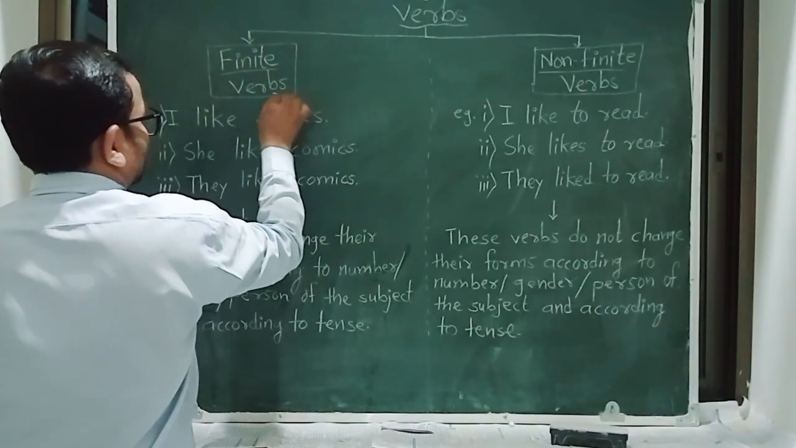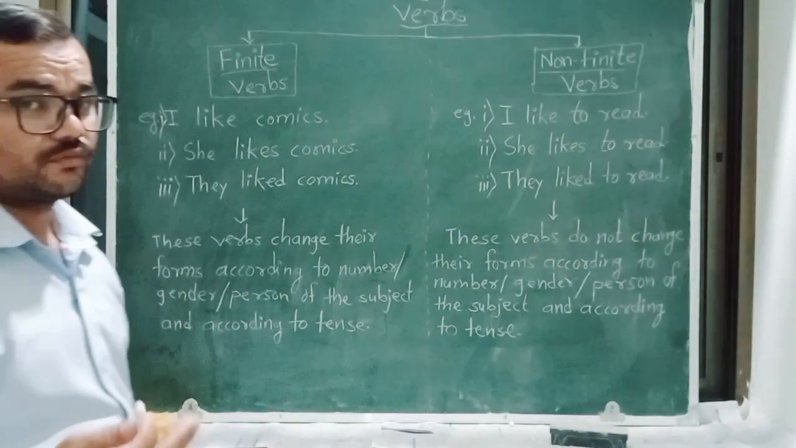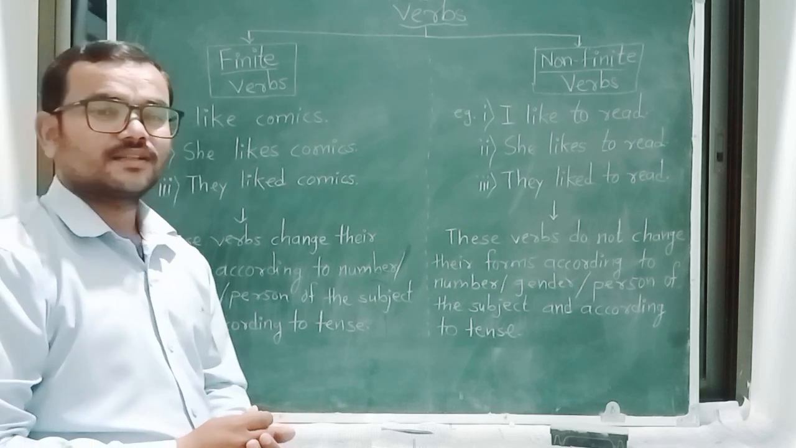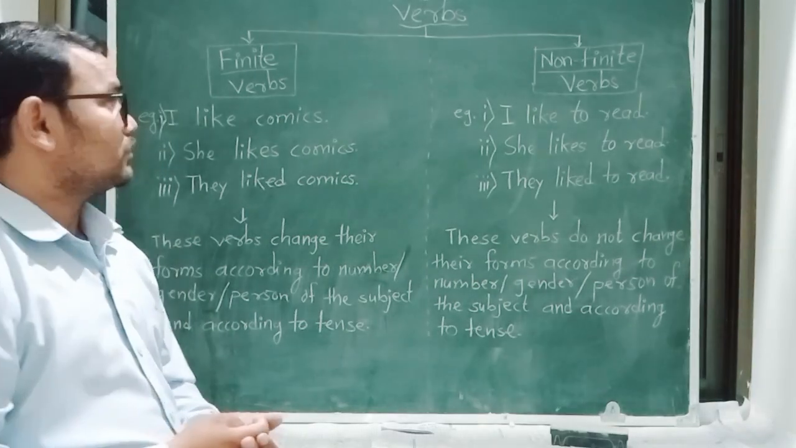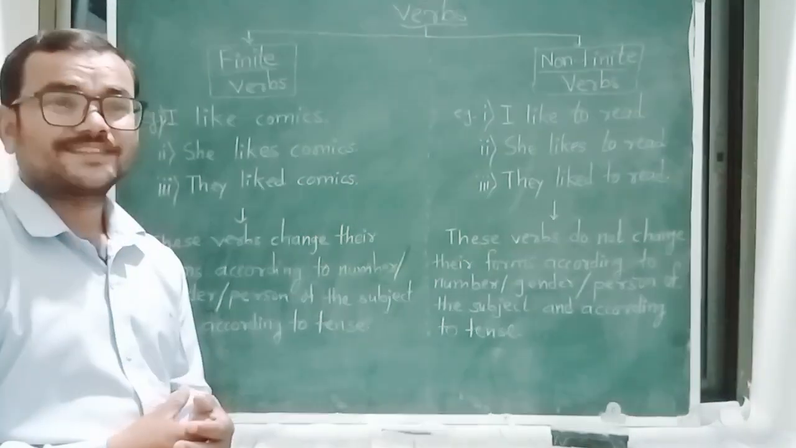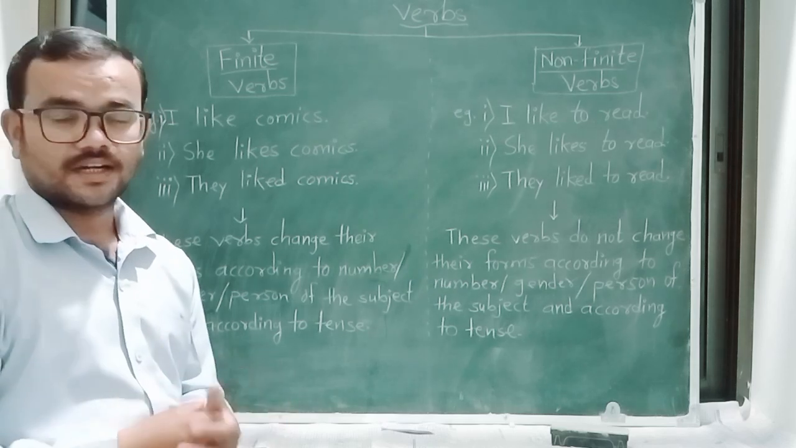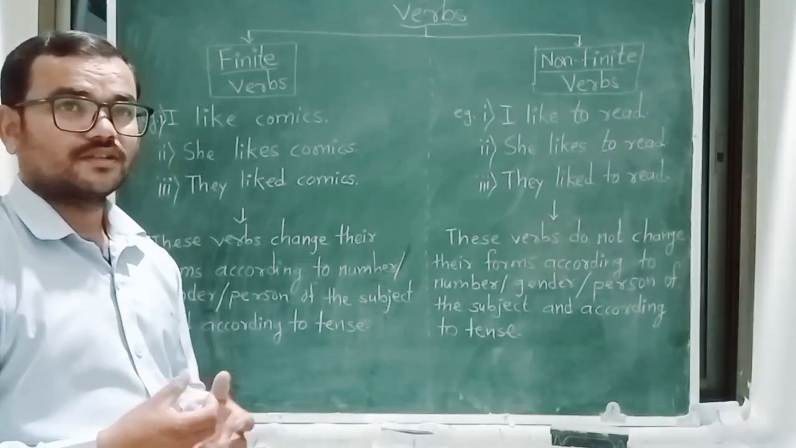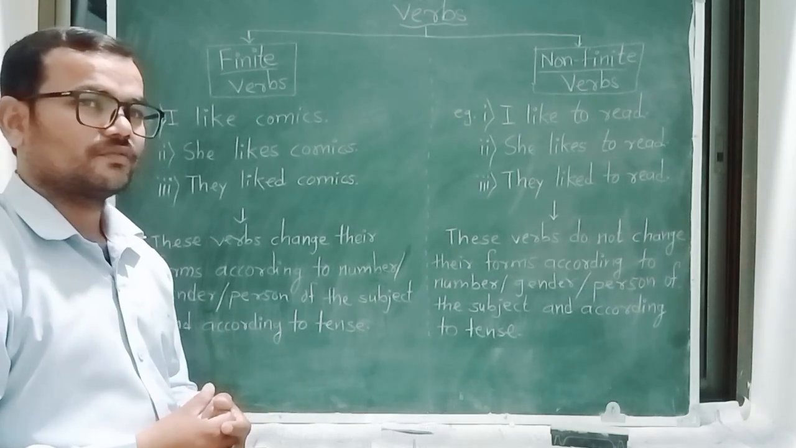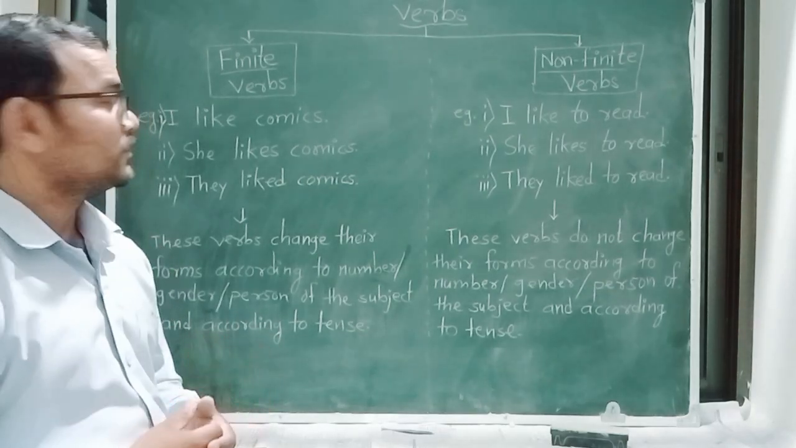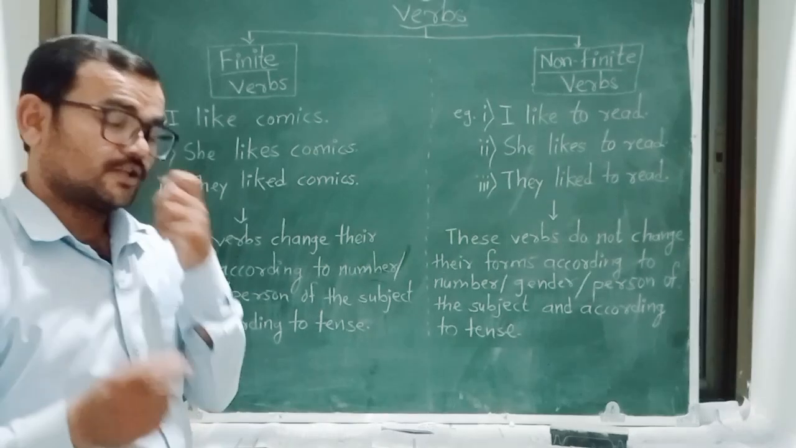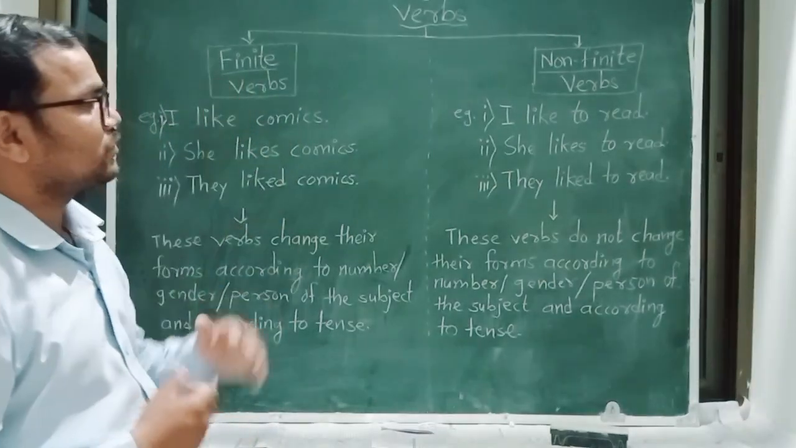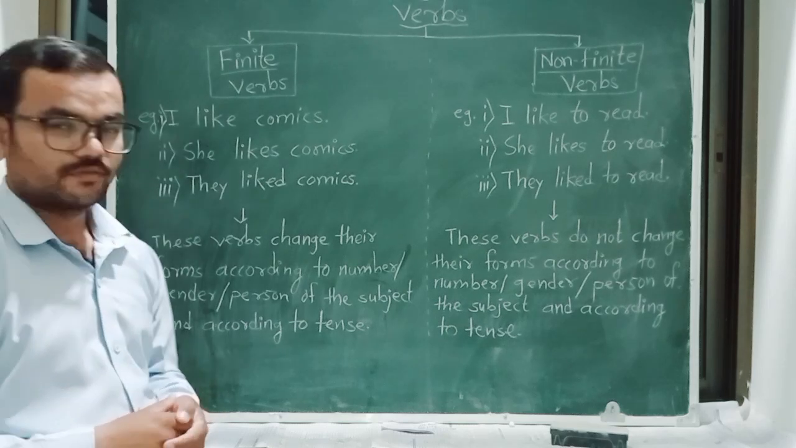Right. A verb is a word which denotes action. That is what we know about verbs. But besides that, there are some verbs which talk about state of being. For example, am, is, are, was, were, have, has. These are verbs which express a state of being. But verbs are generally called action verbs, right? So today we are going to talk about finite and non-finite verbs.